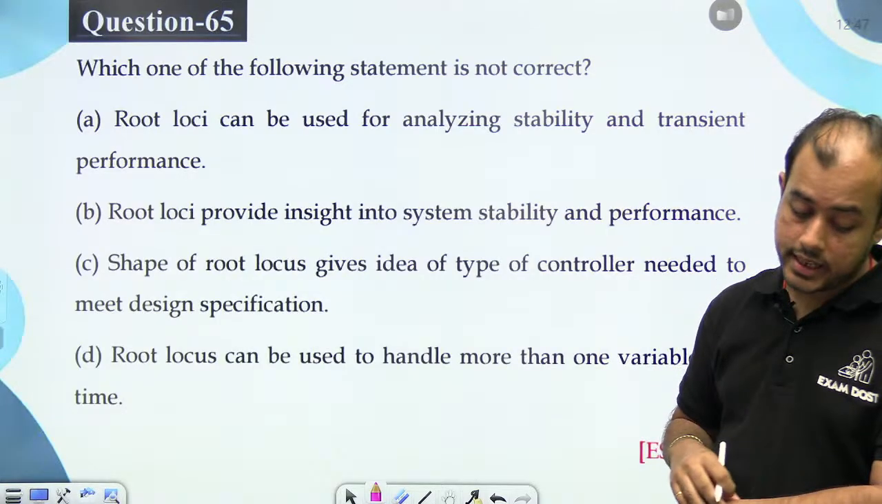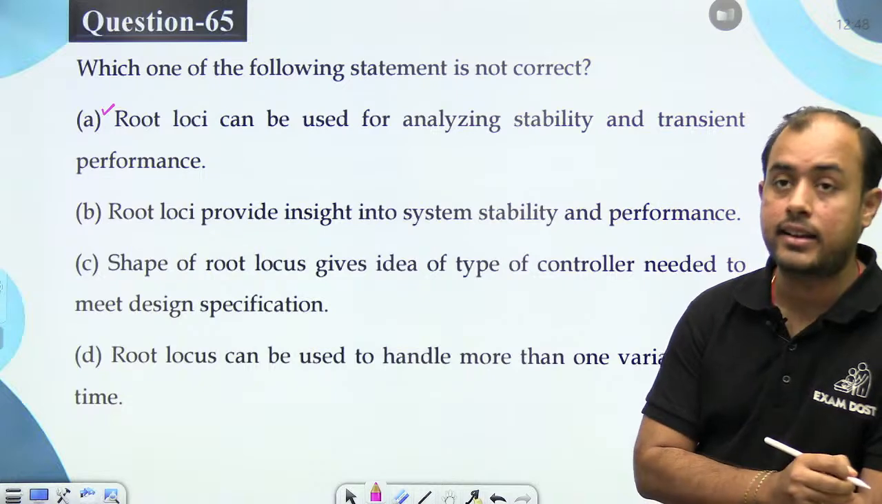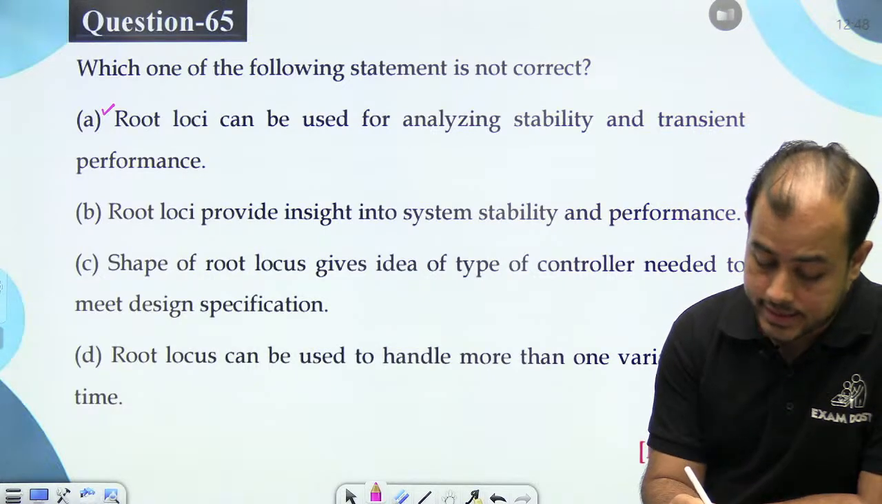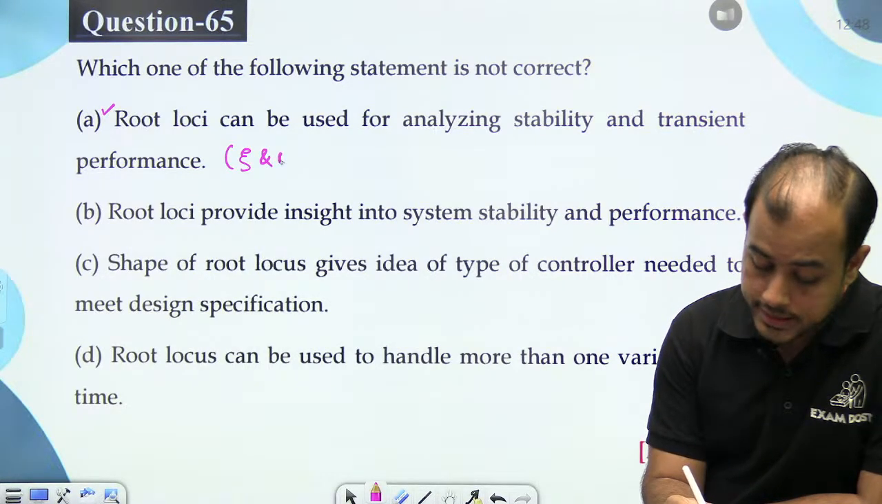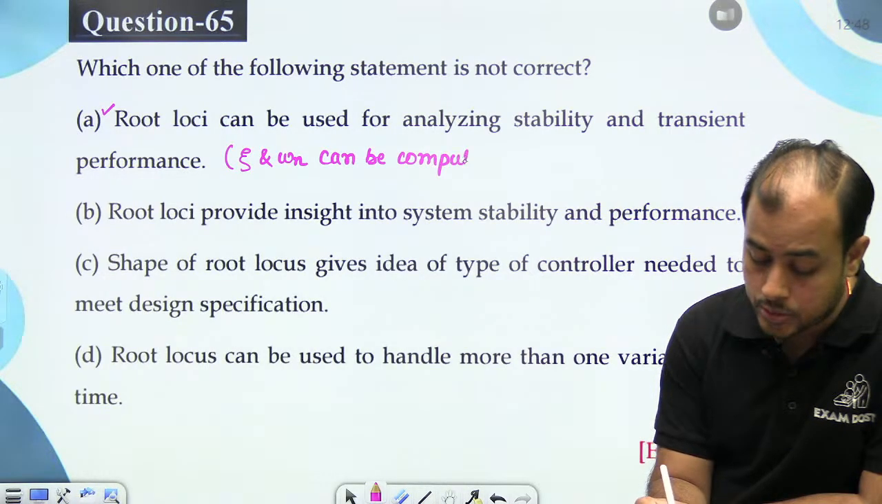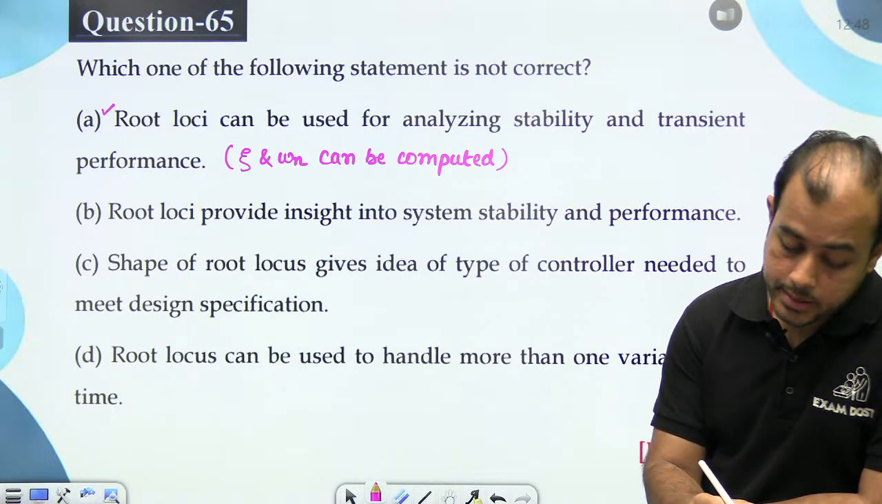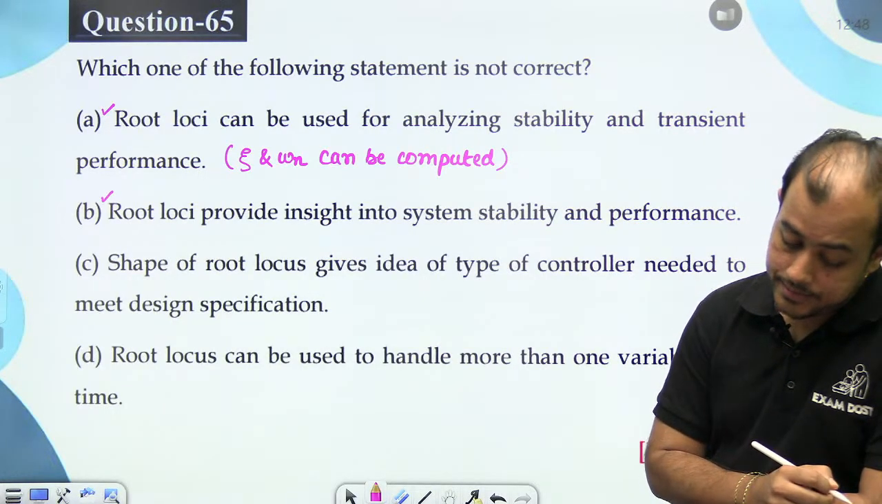ESE 2007 root loci can be used for analyzing stability and transient performance. Transient कैसे? Zeta and omega n can be computed. ग्राफ से जीटा और ओमेगा एन निकाल सकते हो। Insight to the system stability performance, yes.